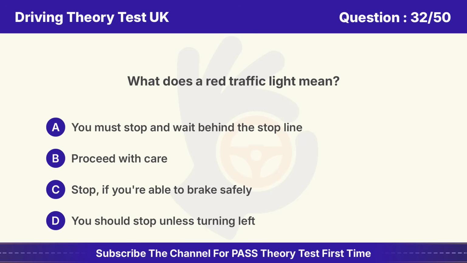Question 32. What does a red traffic light mean? Option A. You must stop and wait behind the stop line. B. Proceed with care. C. Stop if you're able to brake safely. D. You should stop unless turning left.